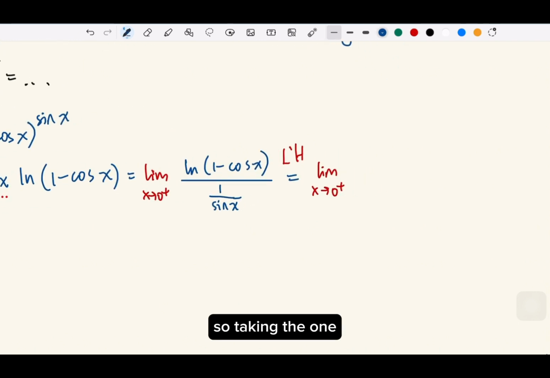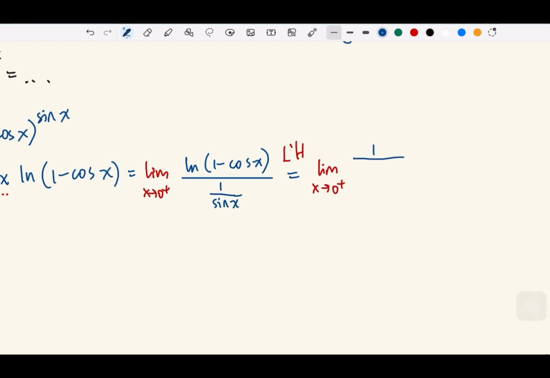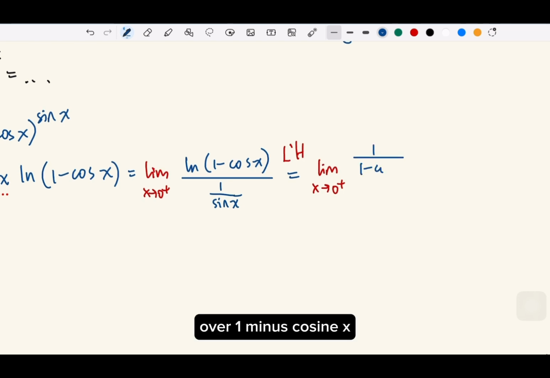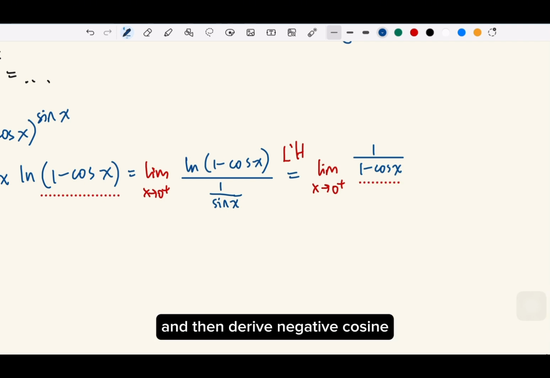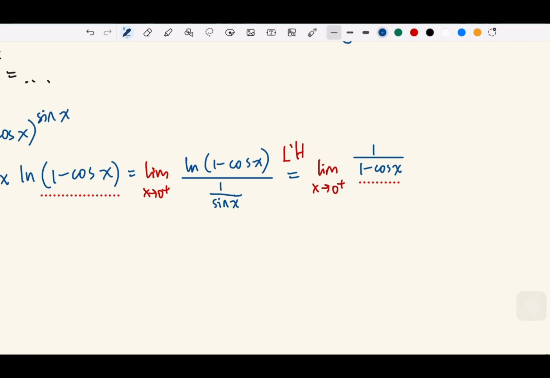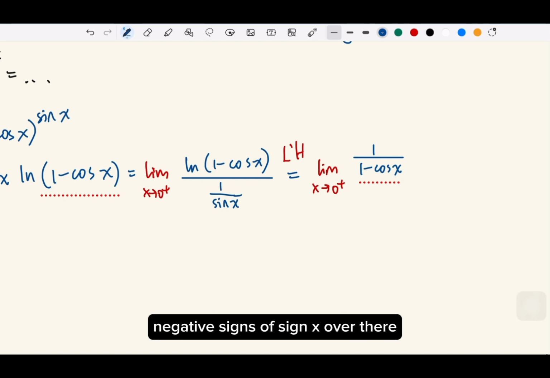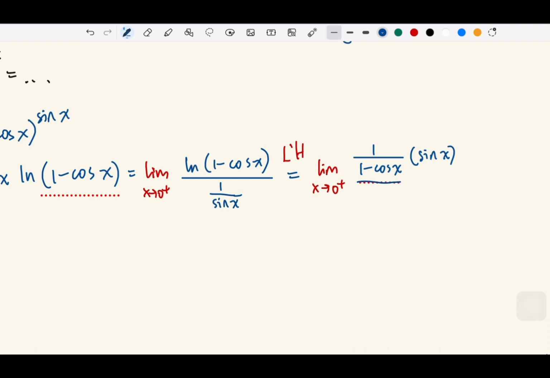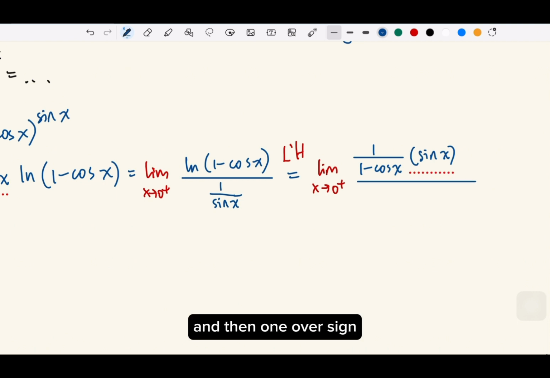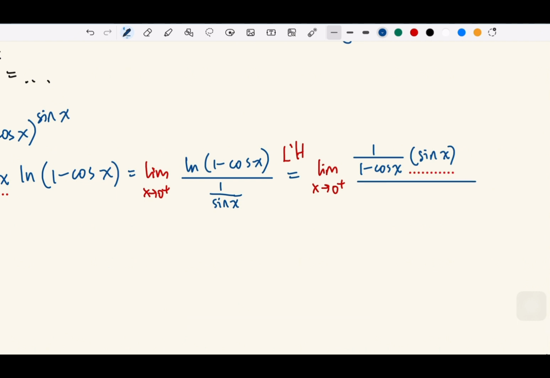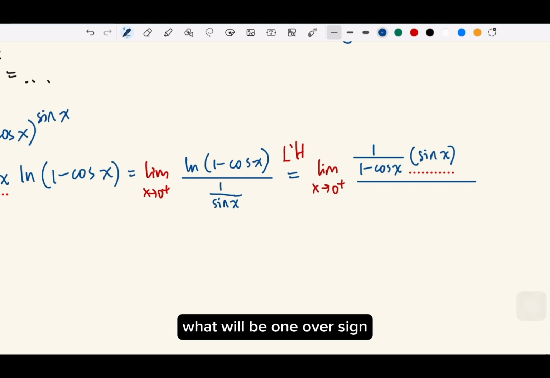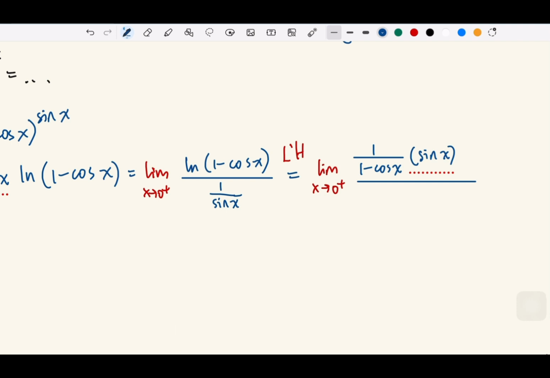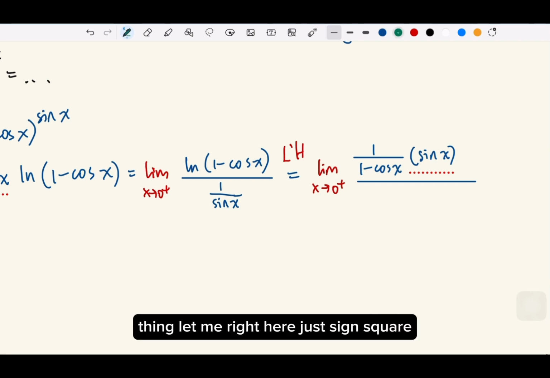So taking the 1 over 1 minus cosine x, and then derive negative cosine. So it will be negative sign, so this is sine x over there. And then 1 over sine. What will be 1 over sine? I think let me write here, just so sine squared.